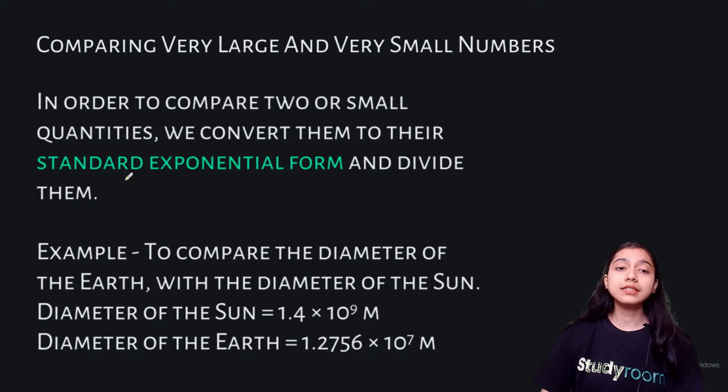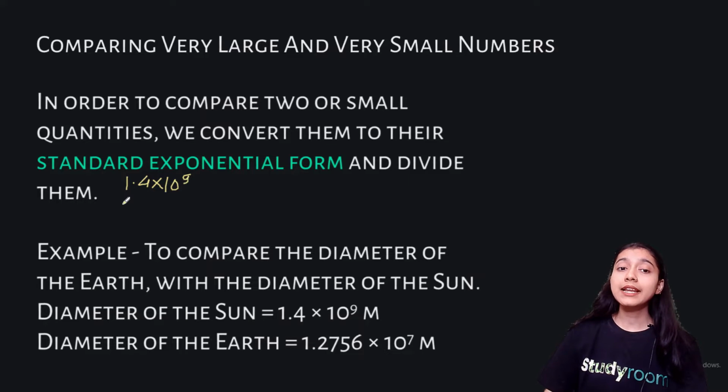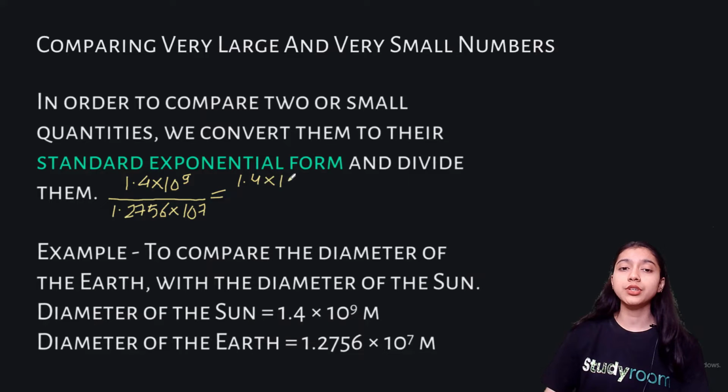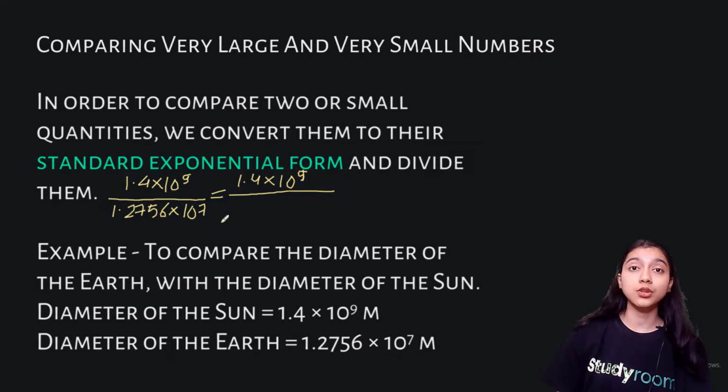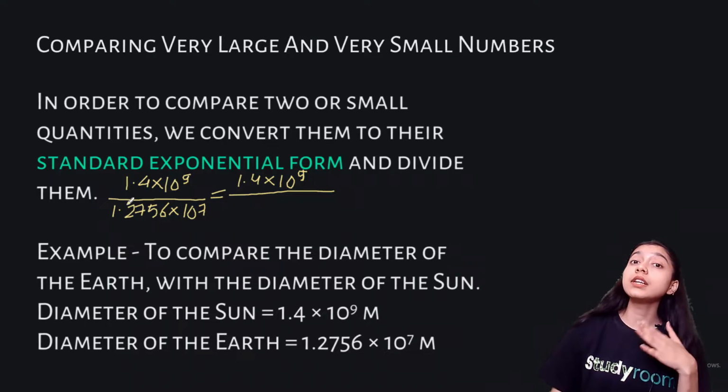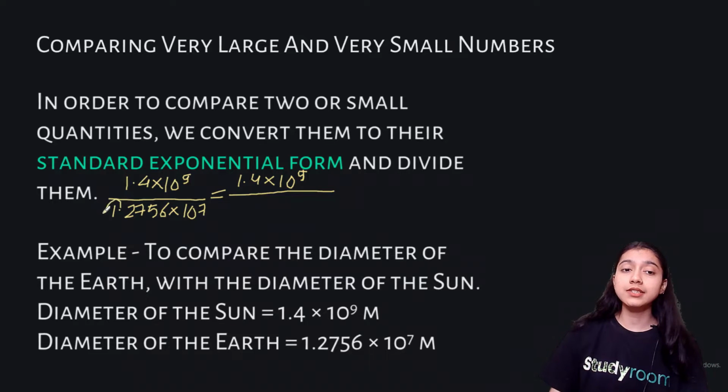So basically the sun's diameter is 1.4 multiplied by 10 to the power of 9, and let us divide this by the diameter of the earth, that is 1.2756 multiplied by 10 to the power of 7. Let us leave 1.4 into 10 to the power 9 as it is. Now concentrate on the diameter of the earth. Let us shift this decimal place 2 places towards the left hand side.